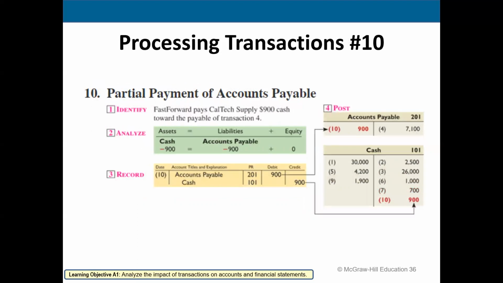Here we have a partial payment on our accounts payable. So we owe money and we're paying it. So when we pay it, our cash asset goes down and our accounts payable liability is also going down because we're paying off the debt. So a liability decreases with a debit, and then an asset decreases with a credit. So we will debit accounts payable $900 and credit cash $900. And then we can post those to our T accounts. And that just helps us keep track of the balance.